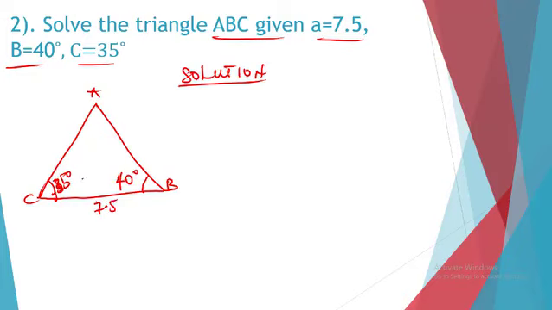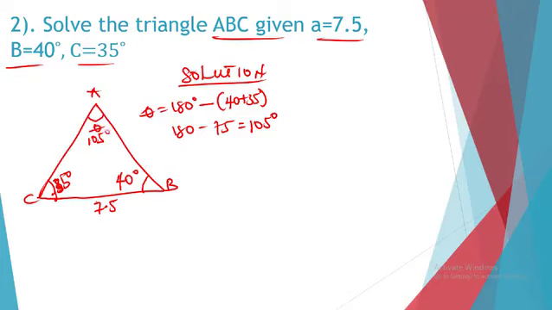So what's the first thing we need to do? The first thing we need to do is to find the angle here. Let's call it theta. Theta is equal to 180, since the total angle in a triangle is 180, minus (40 plus 35). 40 plus 35 is 75. 180 minus 75 will give us 105 degrees. So that's the value of angle at A.